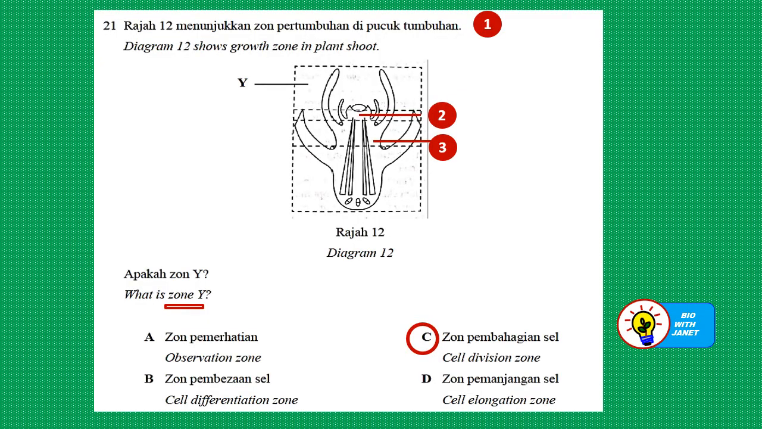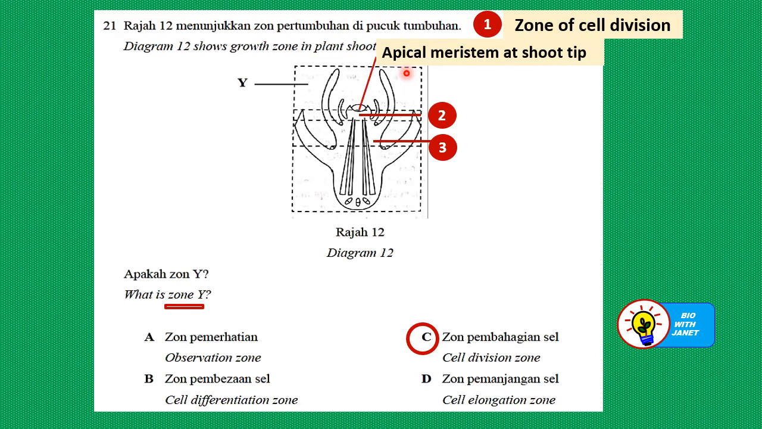Question 21. Diagram 12 shows the growth zones in a plant shoot. What is zone Y? So here we can see 3 different zones, which are zone 1, 2 and 3. Now zone 1 is this one. It has this portion at the very tip of the shoot, which we call the apical meristem, at the shoot tip.